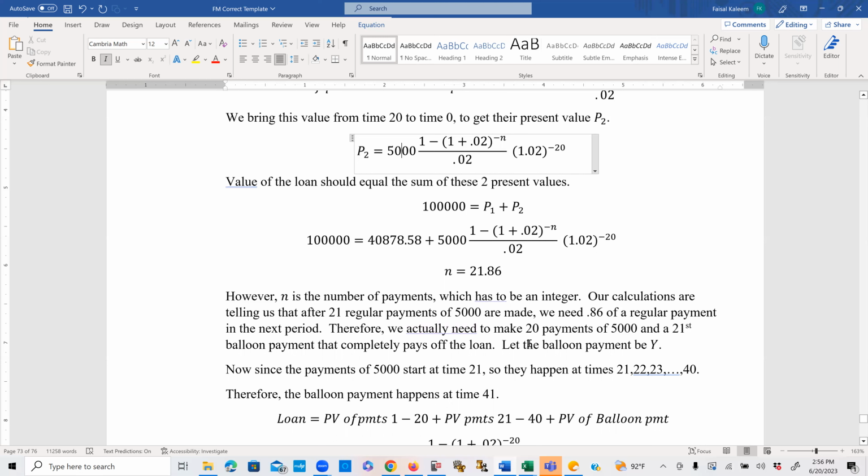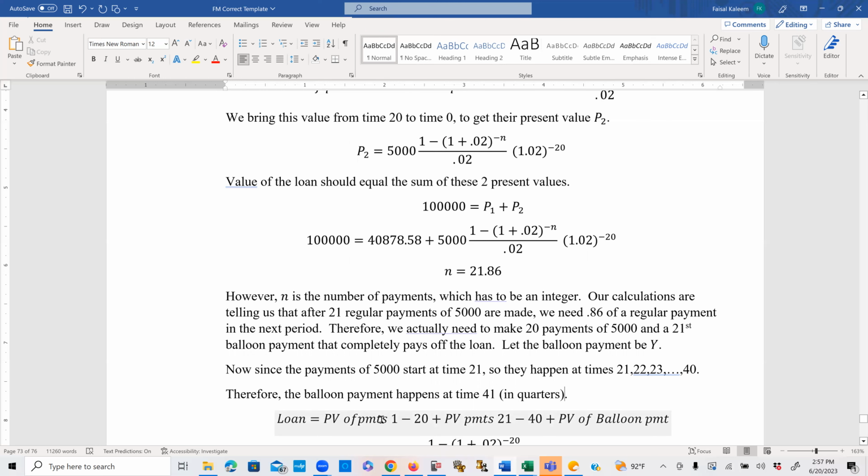And since we are saying that there should be 20 of them, if they start at time 21, they should go from time 21, 22, 23 up to 40. So these are 20 payments, and that means a balloon payment will happen at time 41. And again, just to specify, the units of time here are quarters.